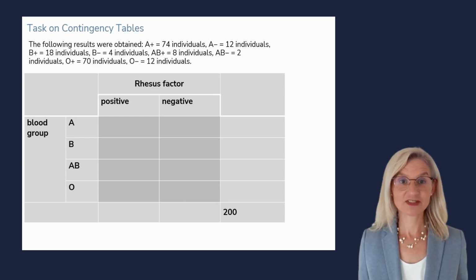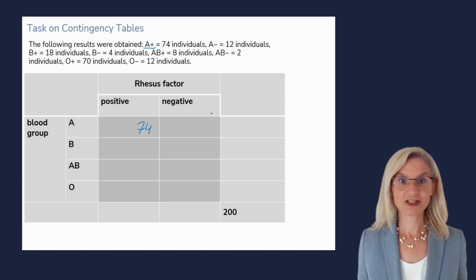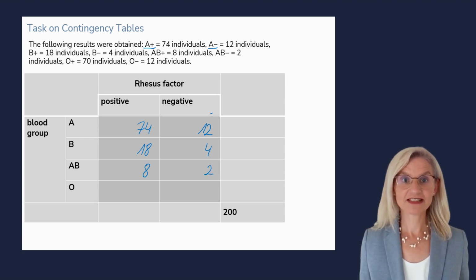Now let's enter the absolute frequencies. Blood type A and rhesus positive occurred 74 times and negative 12 times. B positive 18, B negative 4, AB positive 8, AB negative 2, O positive 70, O negative 12.